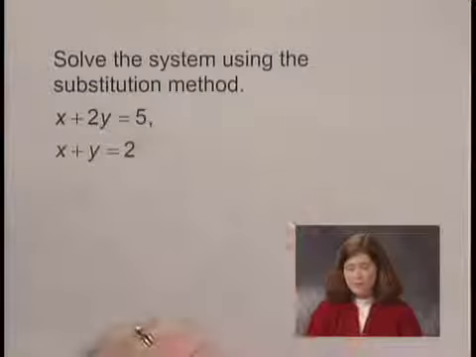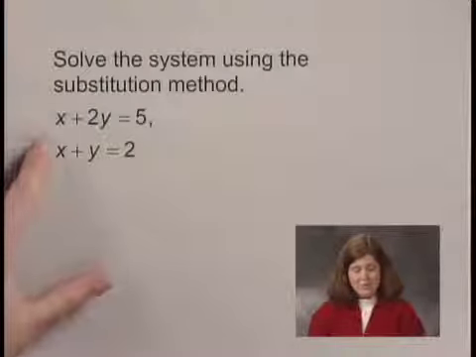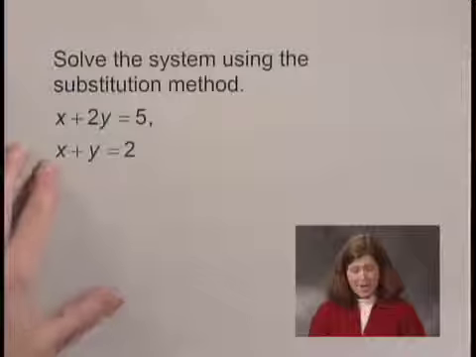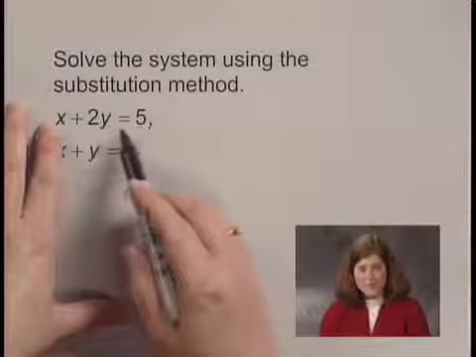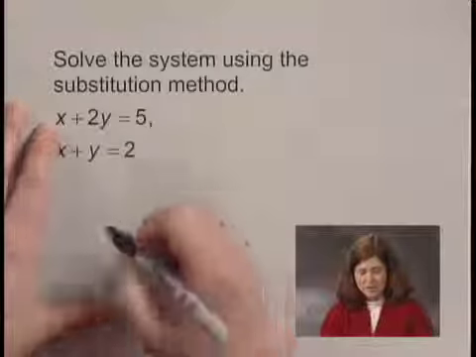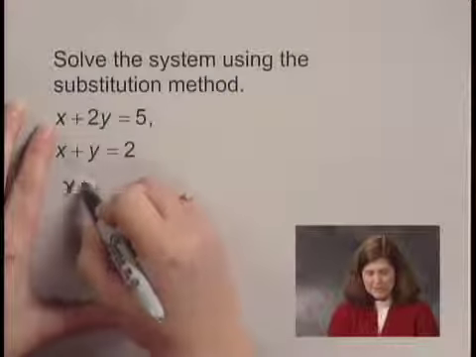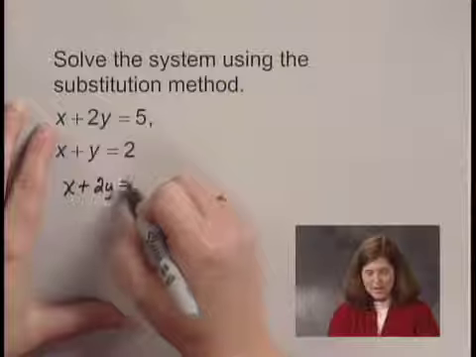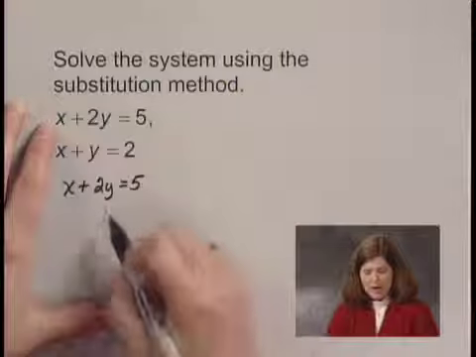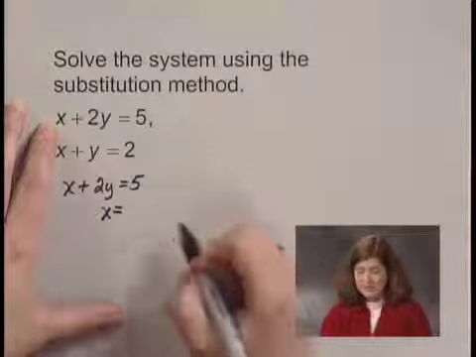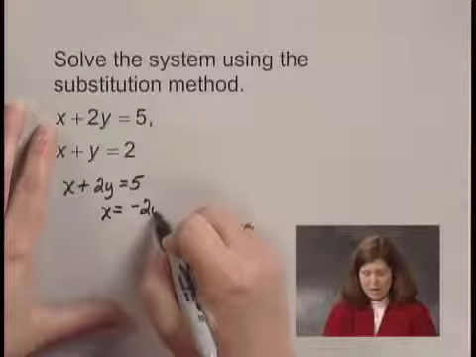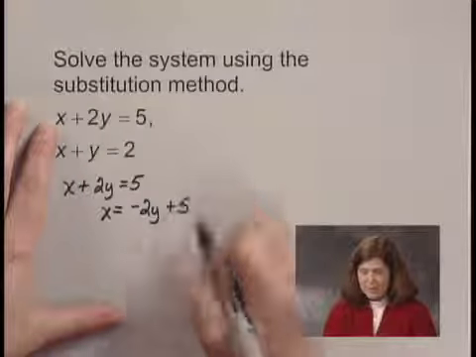Now the substitution method requires us to solve one of these equations for one variable in order to substitute in for another variable. And neither of these are solved for x or for y, and I can choose which one I want to solve. I'll solve the first one for x. Pretty directly I can do that. Since x plus 2y equals 5, I know that x equals, subtracting 2y from both sides, the opposite of 2y plus 5.